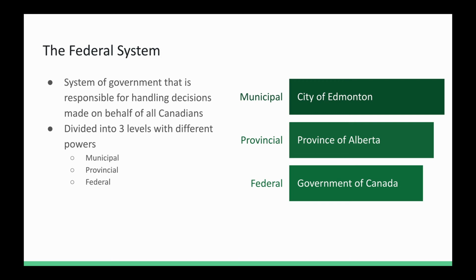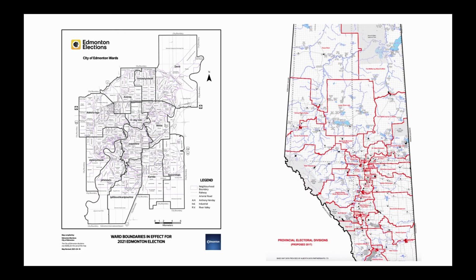If you want to take a look at a municipal election, this is on the left here. We have a map of Edmonton, and these are the ward boundaries that are in Edmonton. And the people living in each of these different wards are going to be voting for a different representative to represent them at the municipal city council level. The picture on the right is the province of Alberta, and the people that are living in each one of those divisions there will be voting for representatives to represent them at the provincial level.